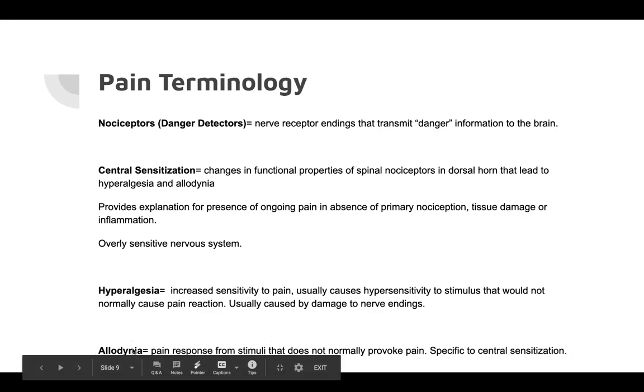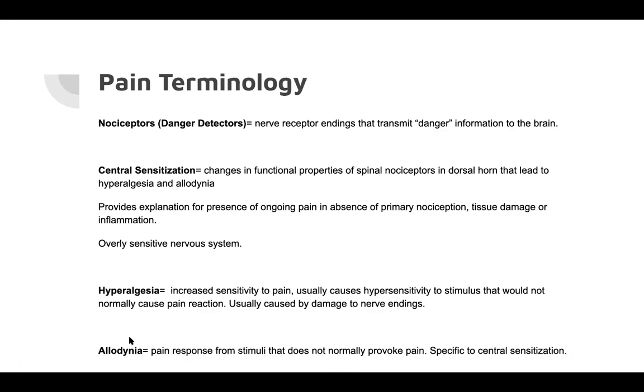So an example of allodynia is someone experiencing pain when they are outside and a breeze comes by and they feel the wind go across their neck. Normally that wouldn't cause pain, but in allodynia, they would experience pain. Hyperalgesia is caused typically because of damage to the nerve endings, and this is just a hypersensitivity to that painful stimuli.